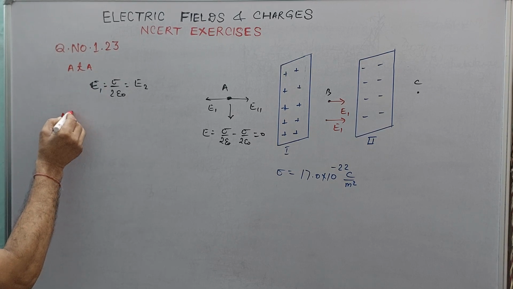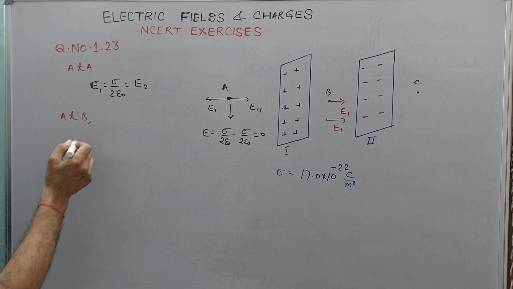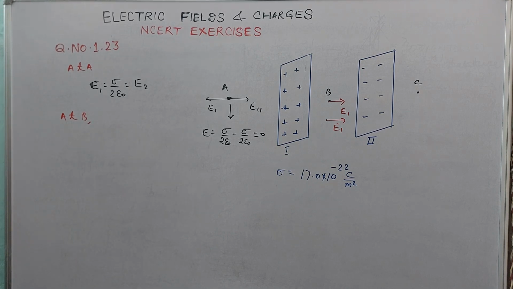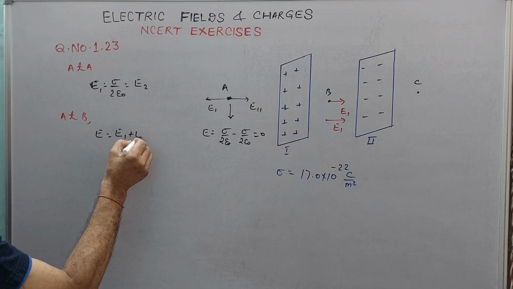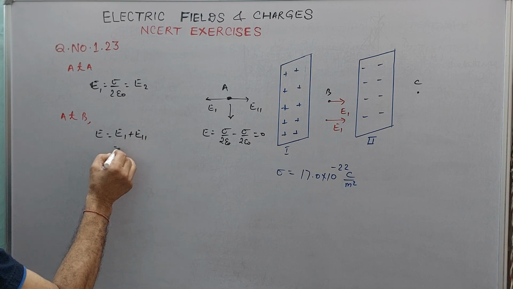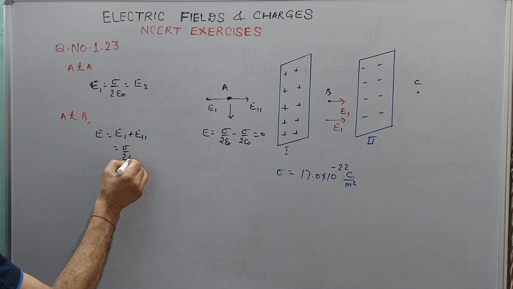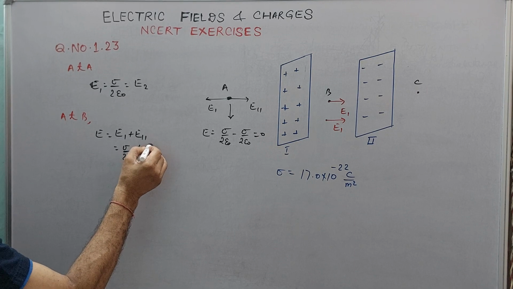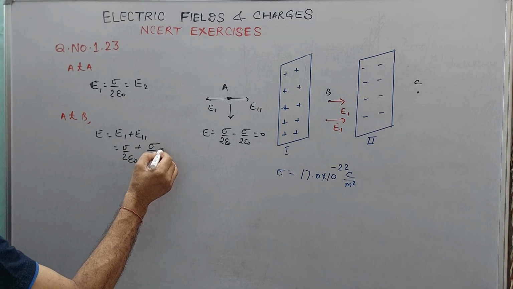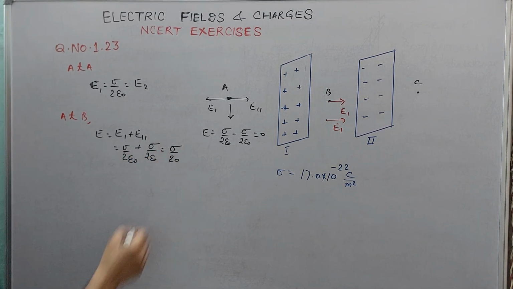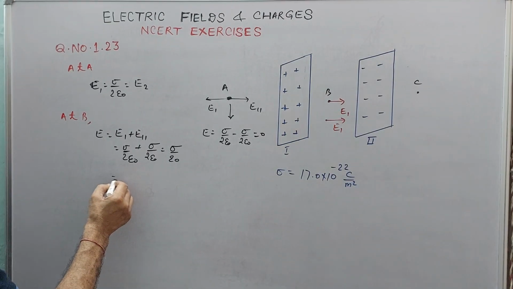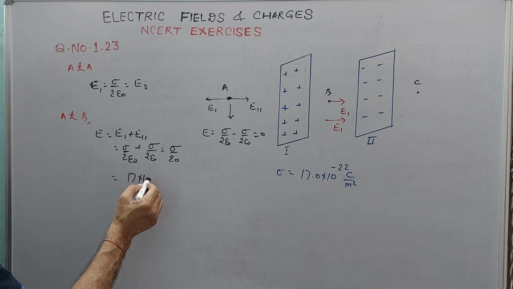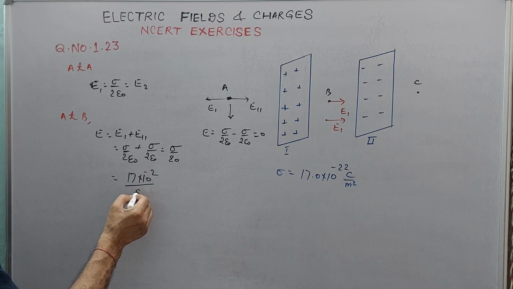So at the point B, the resultant electric field E is due to the first plate and the second plate: sigma upon 2 epsilon naught plus sigma upon 2 epsilon naught. The value comes out sigma upon epsilon naught. Sigma is equal to 17 into 10 raised to the power minus 22, divided by epsilon naught.